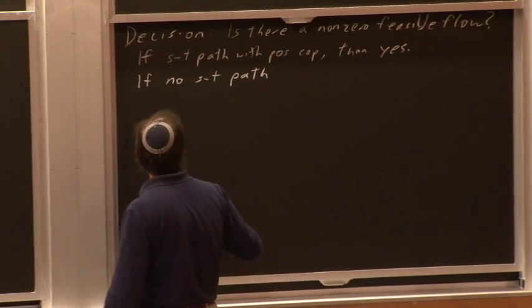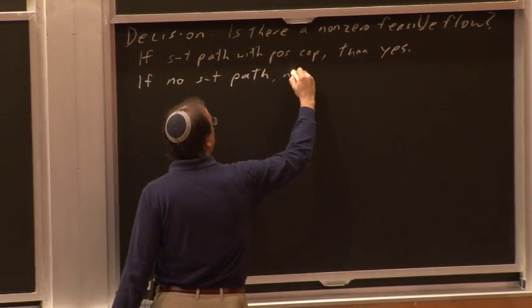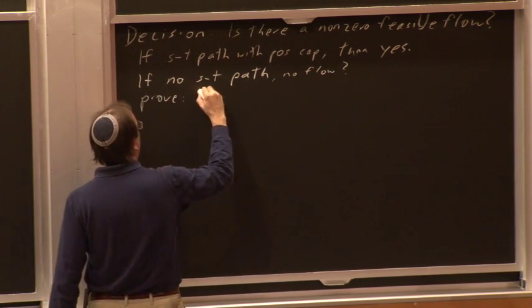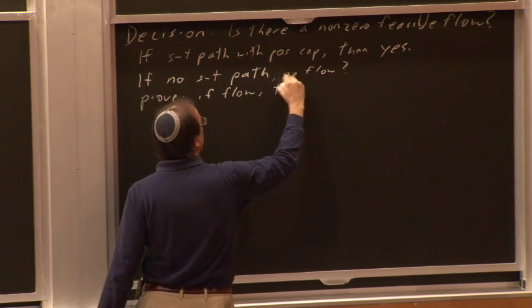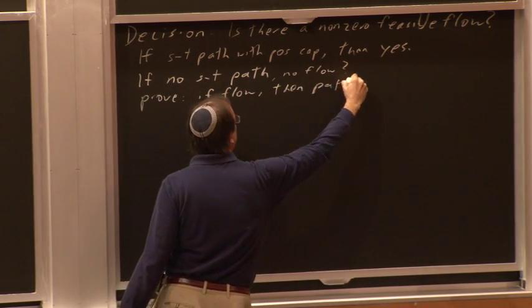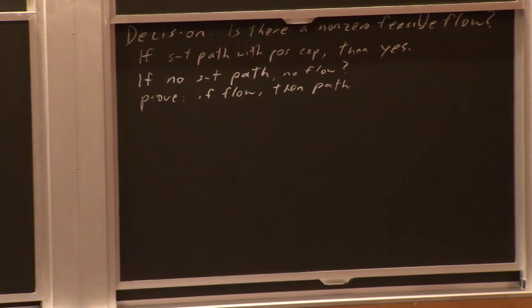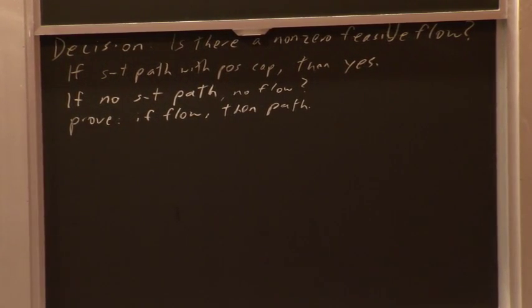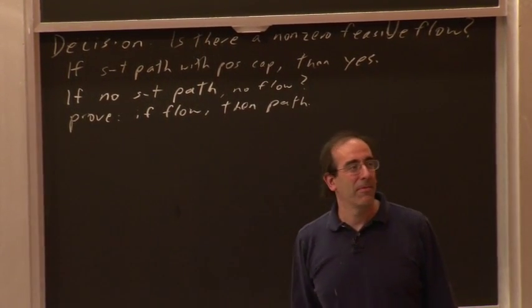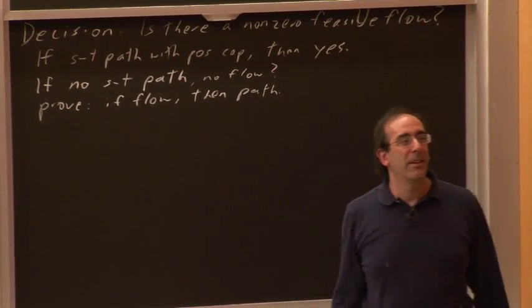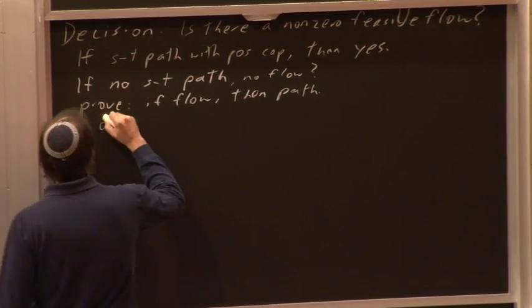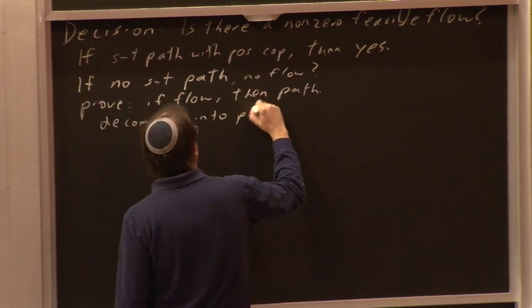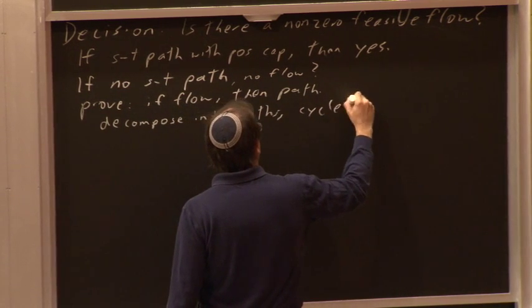Contrapositive, yes. Good. So what we're actually going to say is, so let me finish writing the question. What we're going to prove is that if there is a flow, then there is a path. How do we prove that? Yeah? So now we invoke our decomposition, right? So we decompose this non-zero flow into paths and cycles.